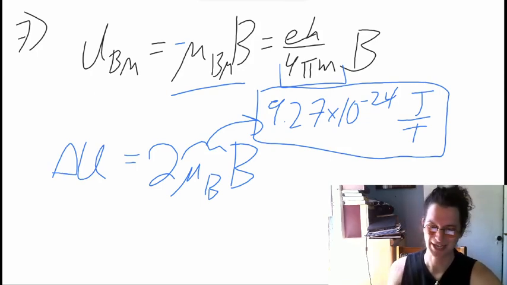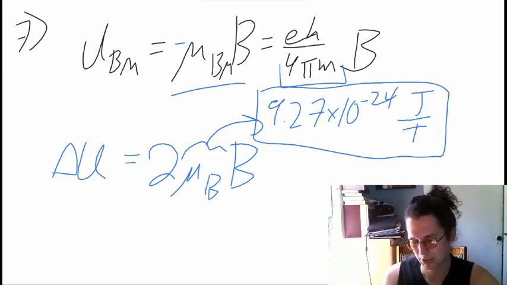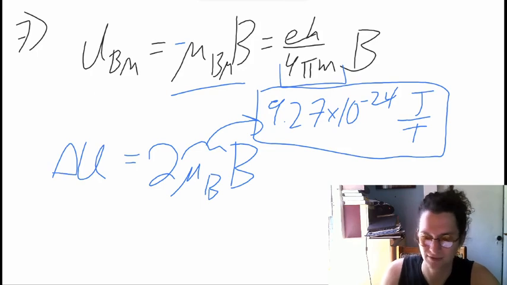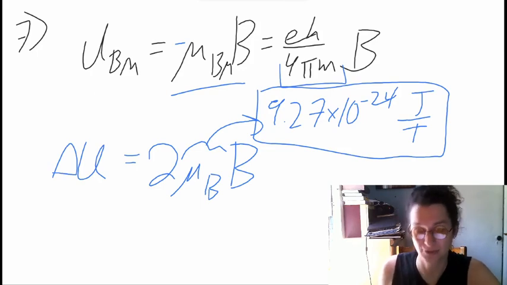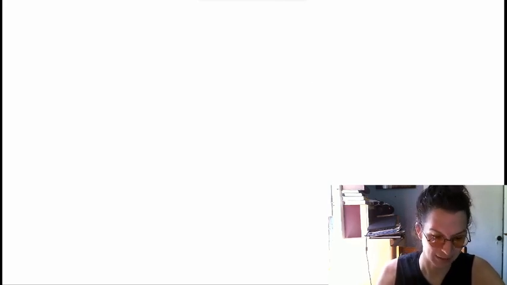Okay, it's a very random one-off problem, but one that does show up on a final exam every few semesters, where you just need to recognize, oh, that's a Bohr magneton. If I have an electron with some spin, there's a Bohr magneton present there.